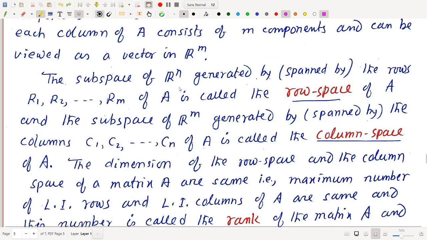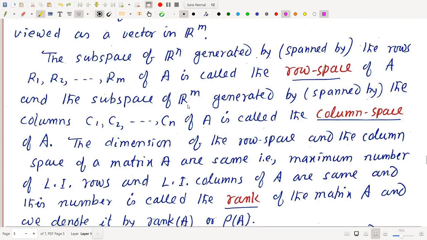The subspace of R^n, because R^n is a vector space, generated or spanned by the rows R1, R2, ..., Rm of A is called the row space of A. A is a matrix with m rows. Every row is a vector in R^n, and the collection of all linear combinations of R1, R2, ..., Rm will form a subspace. That subspace is called the row space of A.